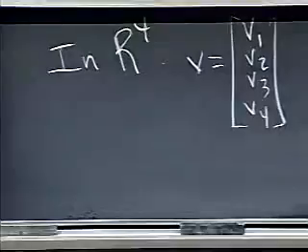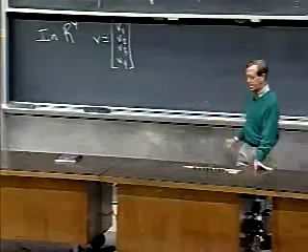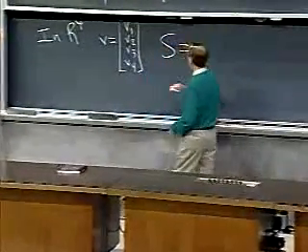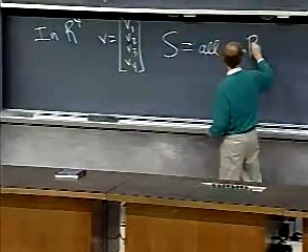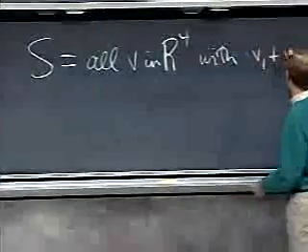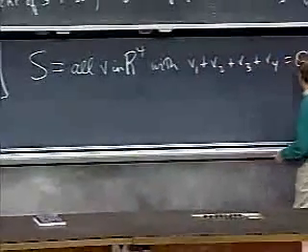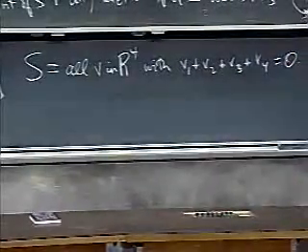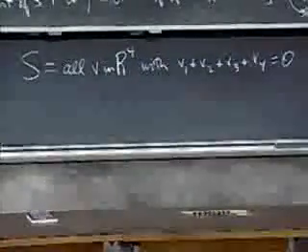Suppose I take the subspace of vectors whose components add to 0. So I let S be all vectors V in 4-dimensional space with V1 plus V2 plus V3 plus V4 equals 0. So I just want to consider that bunch of vectors. Is it a subspace, first of all?